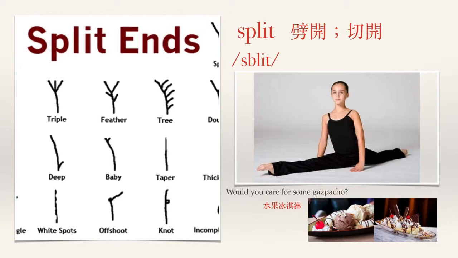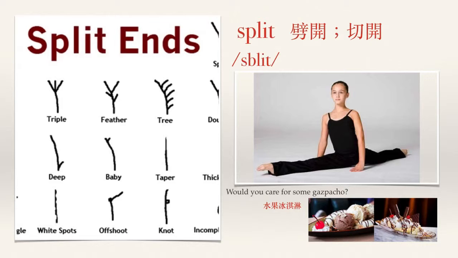Split. Now we can see the word is being spelled S-P-L-I-T. But when you have S and P together, you don't pronounce it as sp, you pronounce it as sp. So the word is pronounced split. Now, there are many kinds of meaning for the word split. On the left, we can see there are split ends. It's when your hair splits at the end.